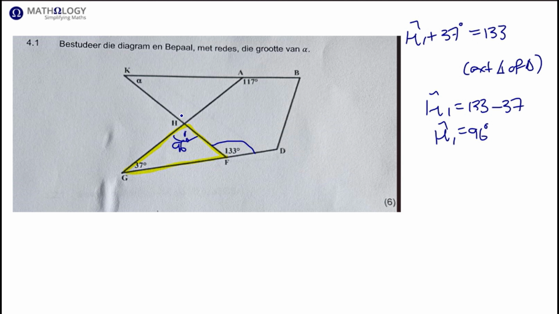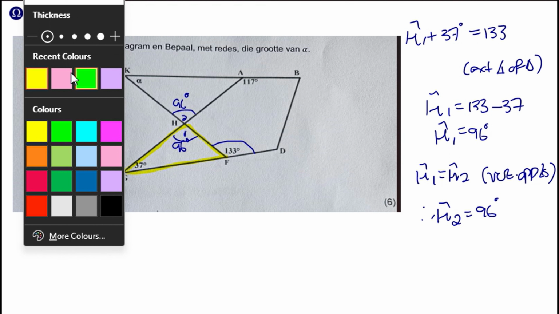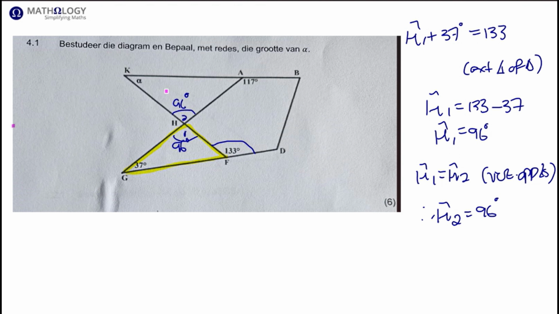Now, if we call this angle H2, H2 is also going to be 96 degrees because it's vertically opposite to H1. So H1 equals H2, vertically opposite angles are equal. Therefore, H2 equals 96 degrees. We can now apply the exterior angle of a triangle again, only this time we're using this triangle, AHK.